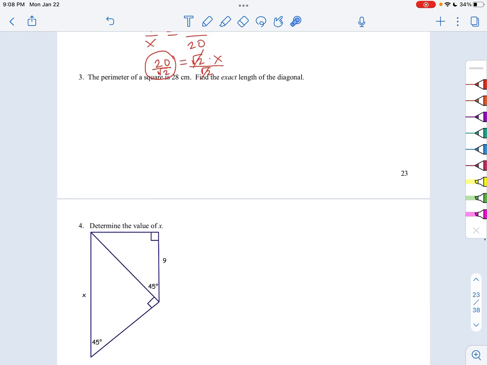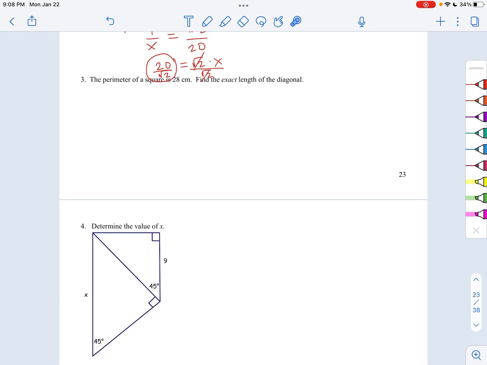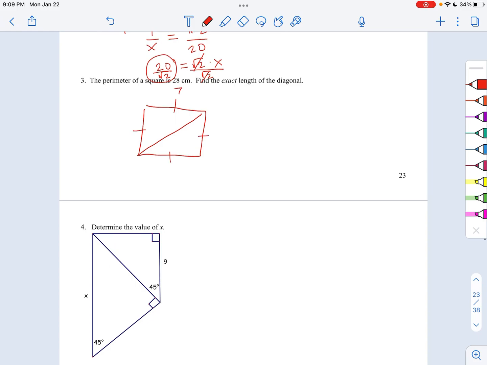Okay, let's look at some more advanced questions with this. So I want us to now think about when we go beyond just the basic triangle. This says the perimeter of a square is 28 centimeters. So I'm going to sketch my square. Here's a square. And when I have a square, I have 4 congruent sides. So I have 28 divided by 4, that's 7, 7, 7, 7.